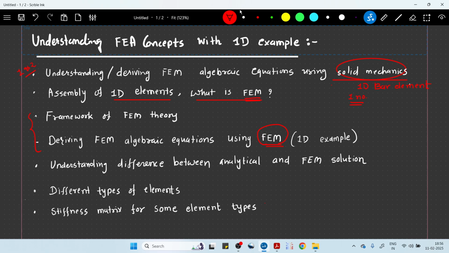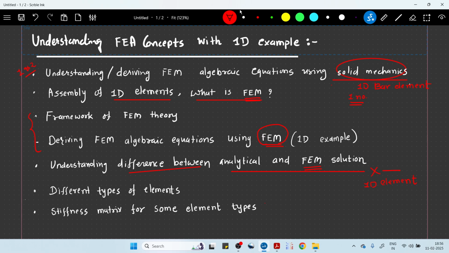Then we will try to understand the difference between analytical and FEM solution. That's where we'll get why exactly FEM is needed. So till now we would have done understanding the concepts with a 1D example, that is nothing but a 1D element.